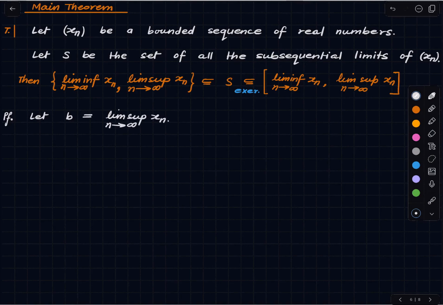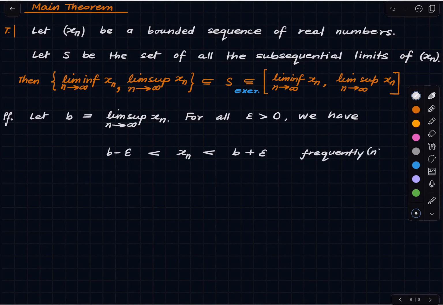and now we know that for all epsilon greater than 0, we have x_n is less than b plus epsilon and x_n is greater than b minus epsilon frequently. So this happens because of lemma 1, and this happens because of lemma 2.